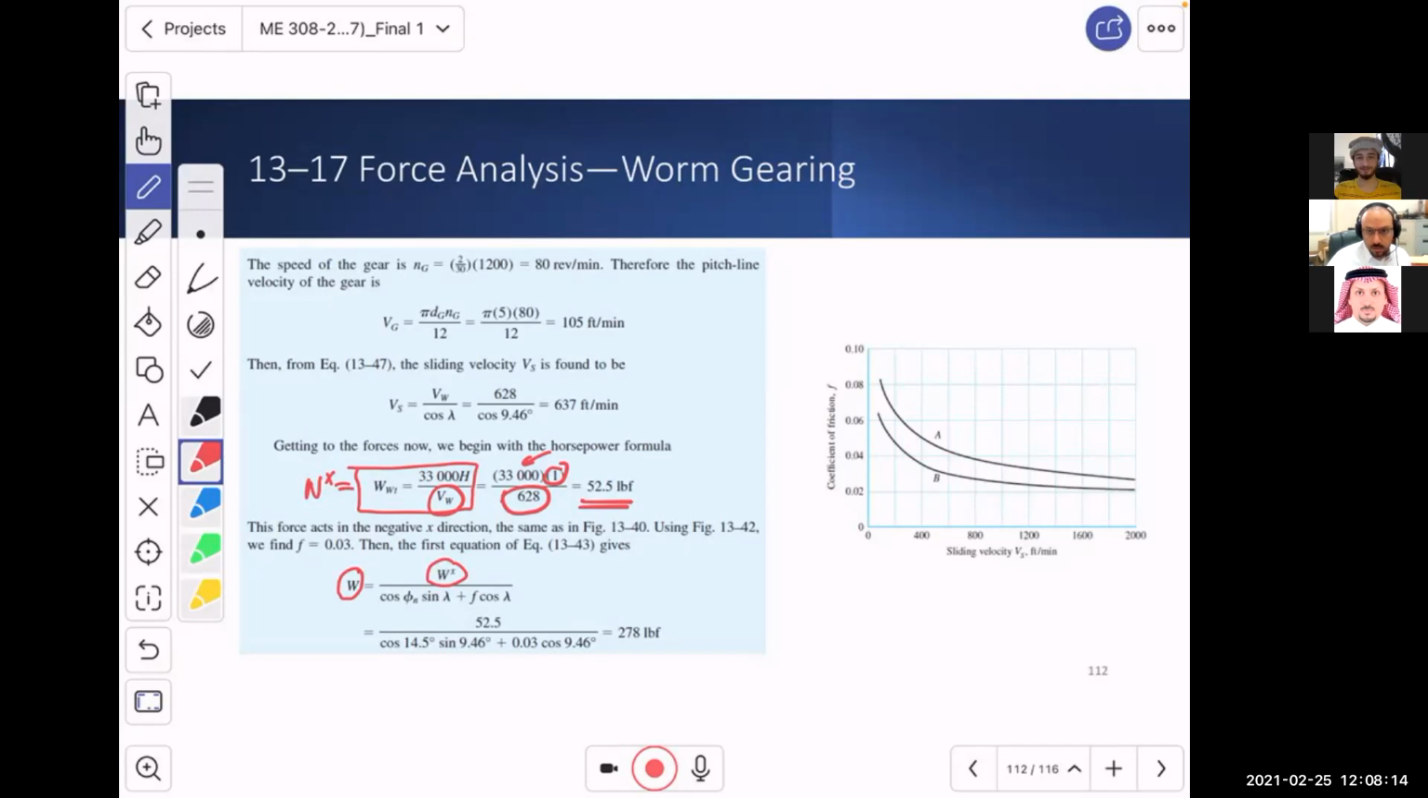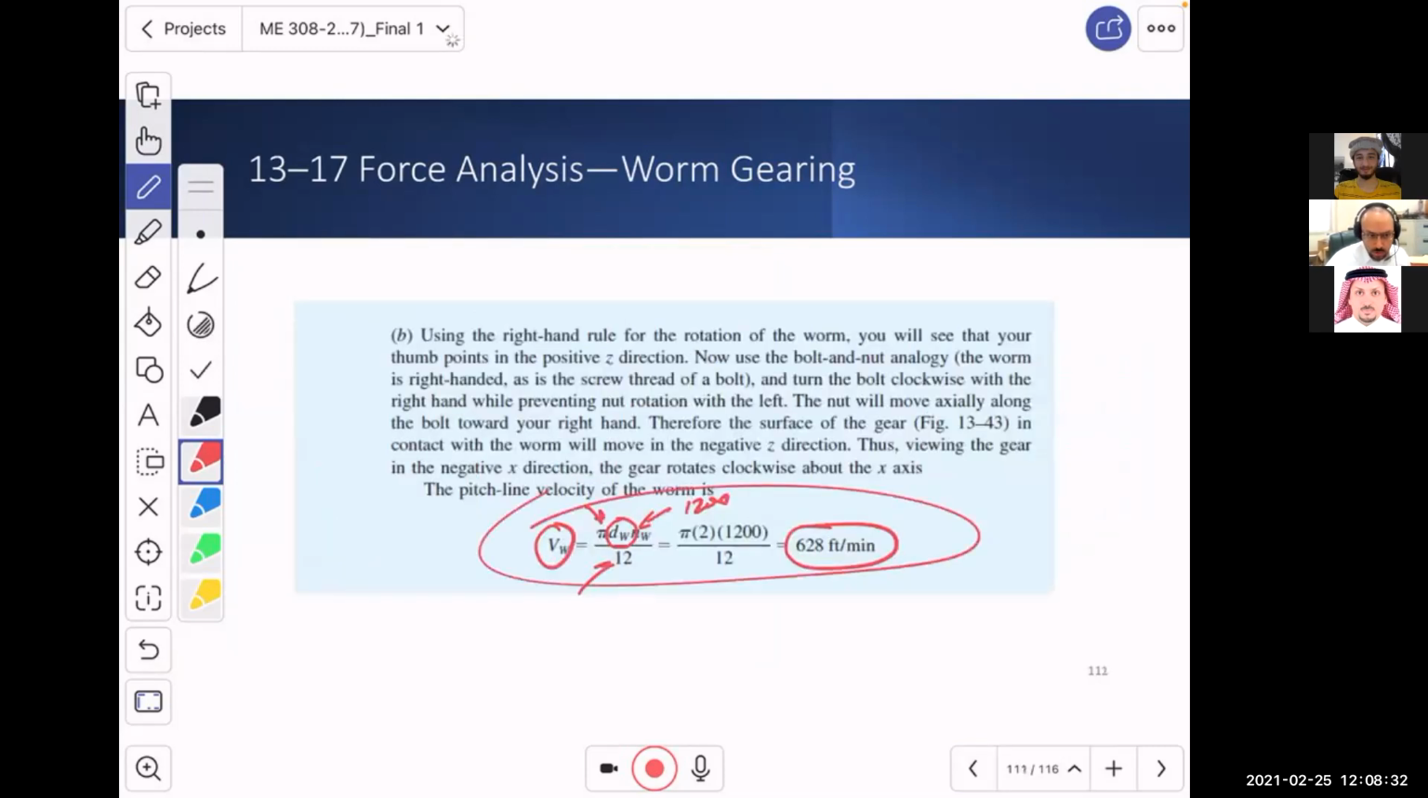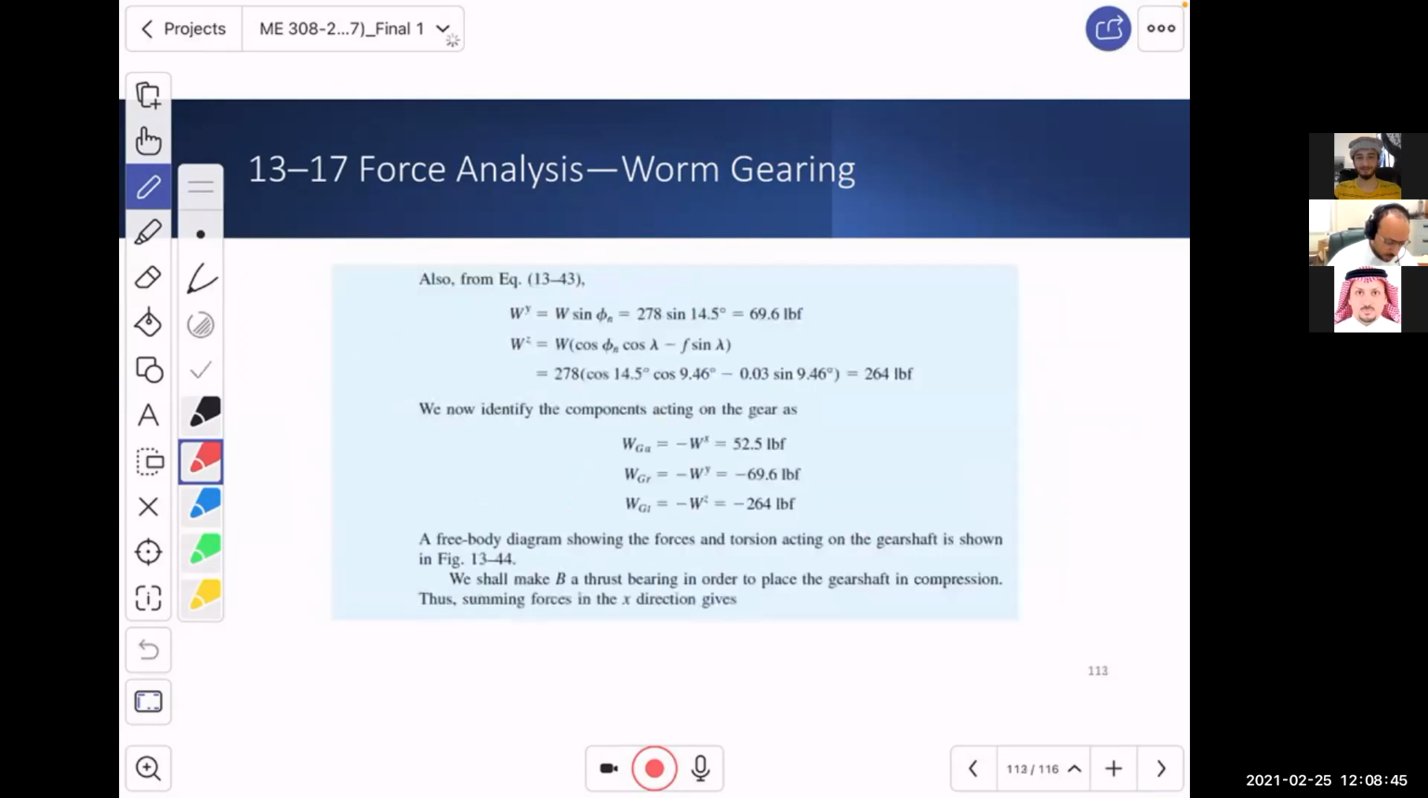Doctor, where did we obtain the VG formula from? The pitch line velocity of the gear? This one? The first, yeah. We didn't talk. Well, this one is the same as this one. This is not the first time, Hassan, that we calculated the pitch line velocity. We have always been solving it. We did it with the spur gear. Oh yes, we did it with the helical gear. Okay, the same formula.